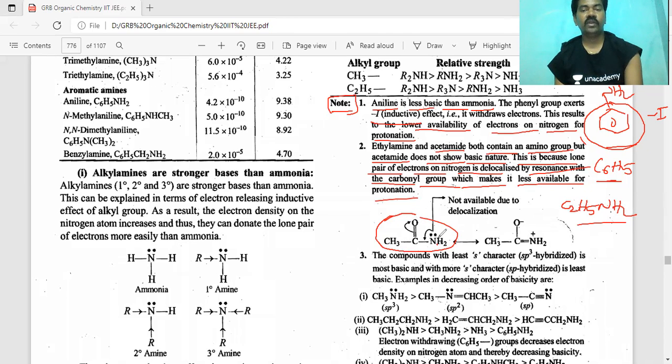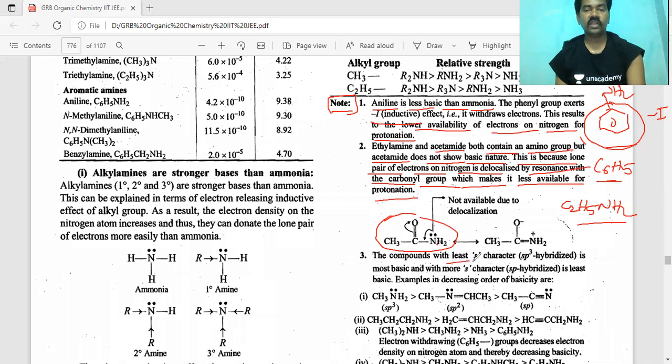So here the lone pair present on nitrogen will be delocalized towards the carbonyl group. So there is no lone pair left on nitrogen, and hence no electron density on nitrogen. In such a case, basicity will be decreasing, due to resonance. That is why acetamides are weaker bases than ethylamine.